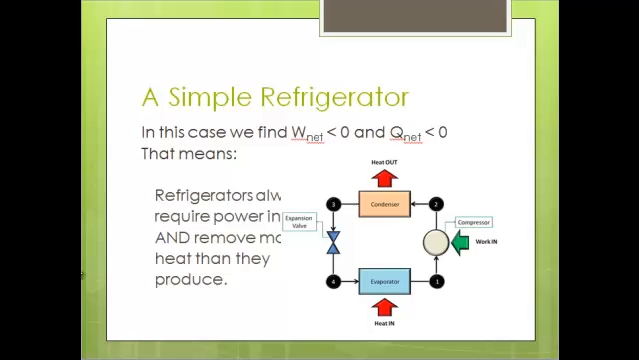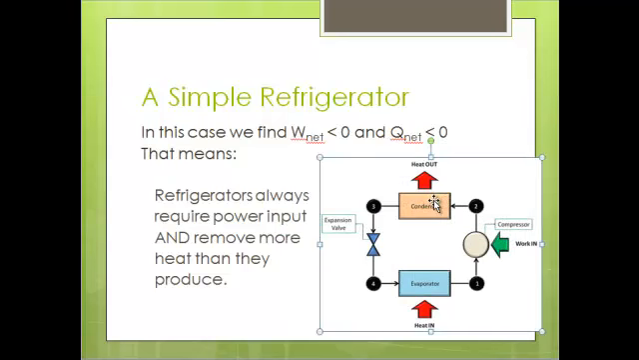So what about in a refrigerator? In a refrigerator, the net work is negative. They are going to require power because they're going to take heat out of the system. So Q net is going to be negative. So these are always going to require power, but they're also going to remove more heat than they produce. This is the way a simple refrigerator works. So it's going to go through a compressor, bringing things to high pressure, go through a condenser, which takes heat out of the system, an expansion valve, and an evaporator.